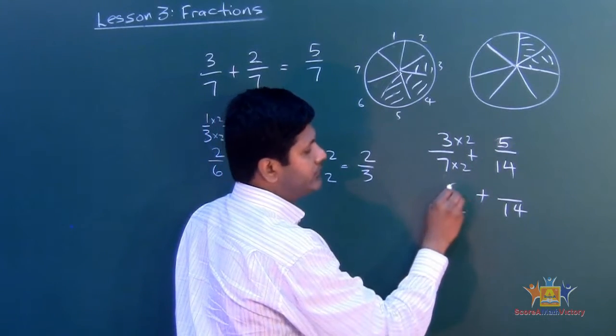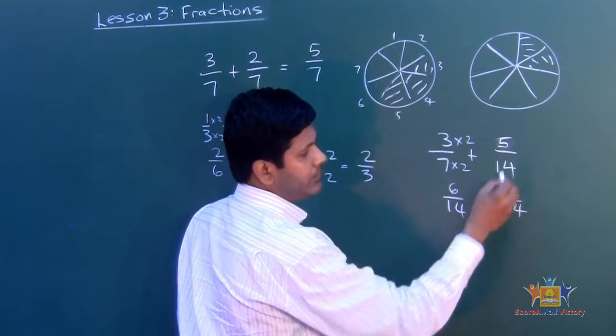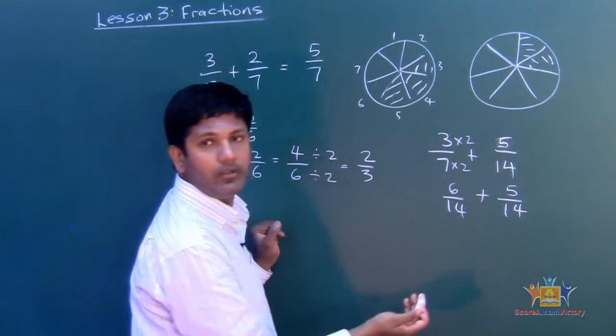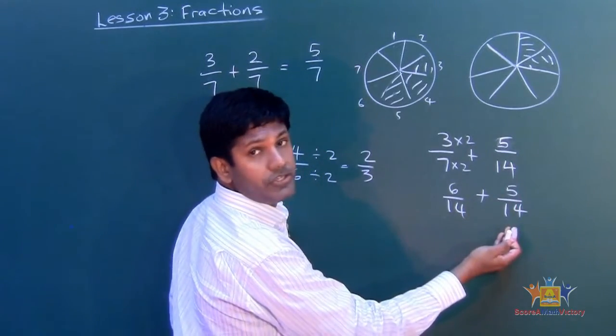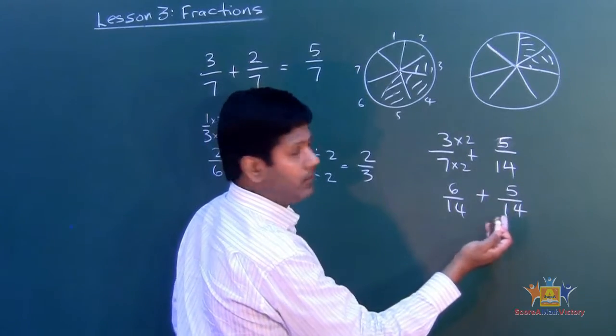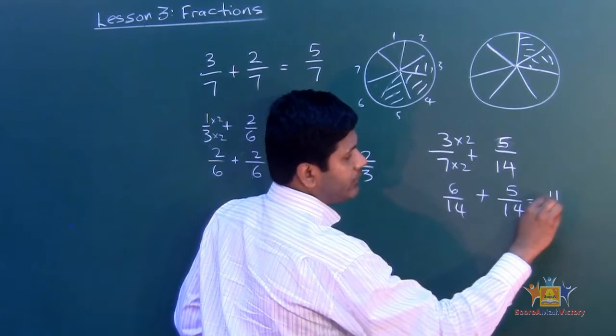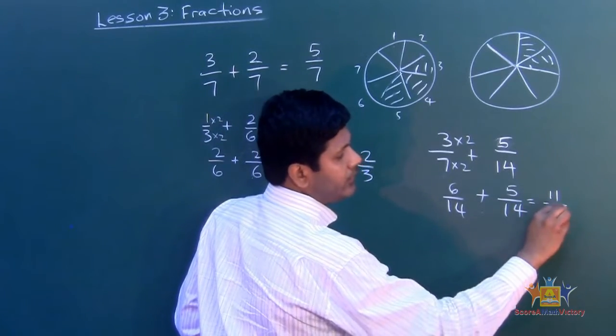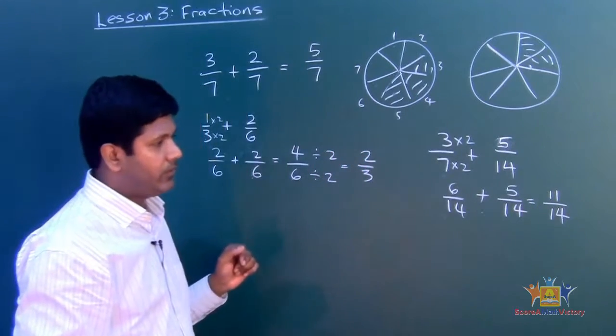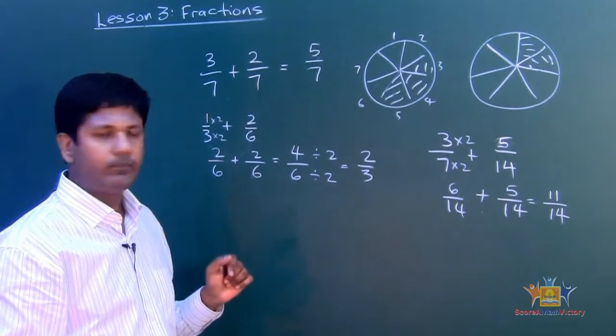3 times 2 is 6. 14, that means I just bring the 5 down. Alright, because I maintained the same thing. I didn't change the 14, I didn't expand that. Alright, now I can add that. 6 plus 5 is 11 over, just carry the denominator. 11 over 14. Okay, see that?